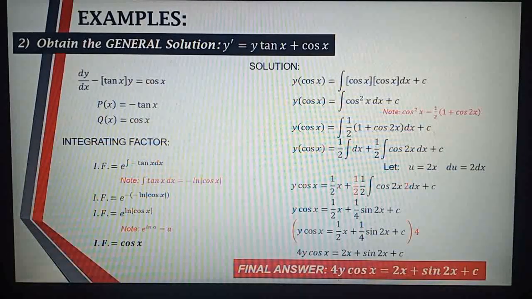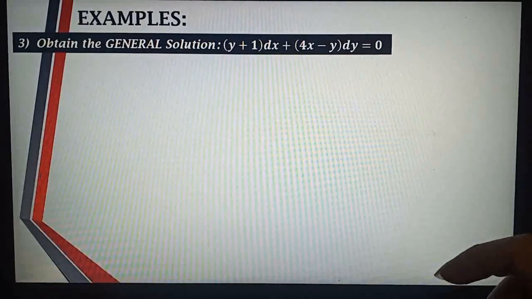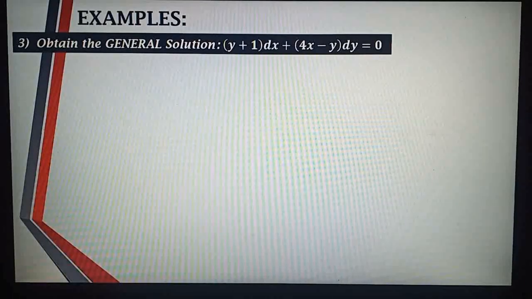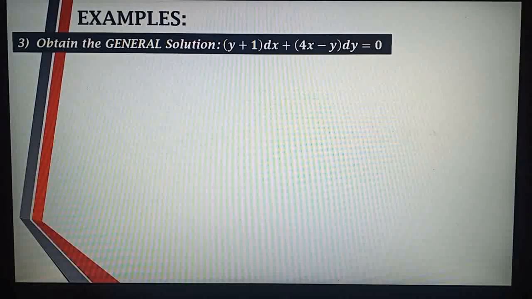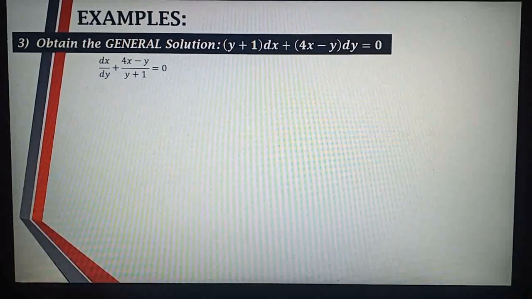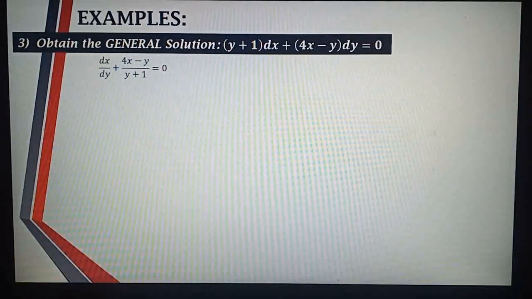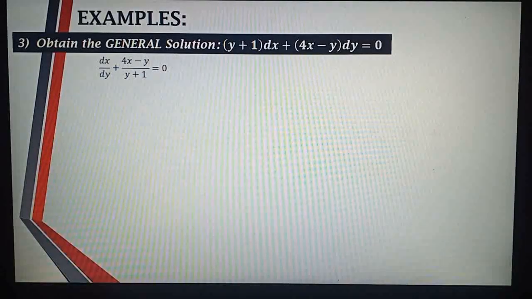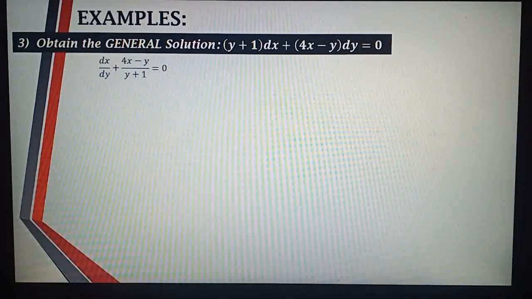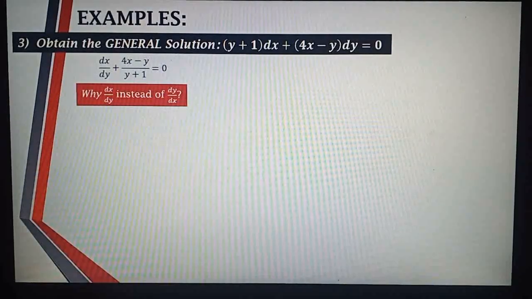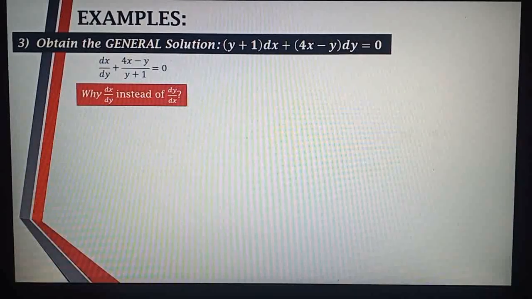Now let's go to the next example, which is example number 3. Now, obtaining again the general solution, but the equation now is the quantity of y plus 1 dx plus the quantity of 4x minus y dy equated to 0. Paano ngayon natin siya gagawin in the form of the standard form? So, in this case, ang kailangan natin gawin is dx over dy plus 4x minus y all over y plus 1 equated to 0. Now, the question is, why dx over dy instead of using dy over dx?